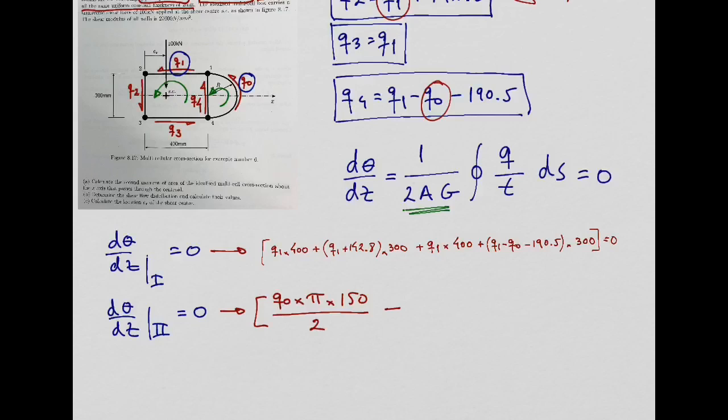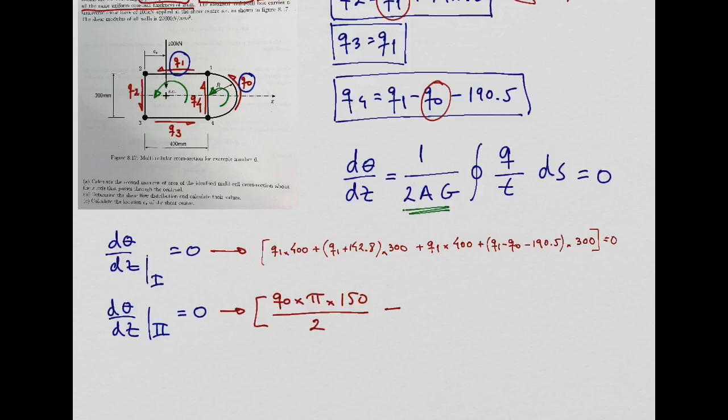This shear flow Q4 for cell number 2 will tend to rotate cell number 2 in a clockwise direction, which is opposite to our anti-clockwise. That's why you have the minus there, okay?